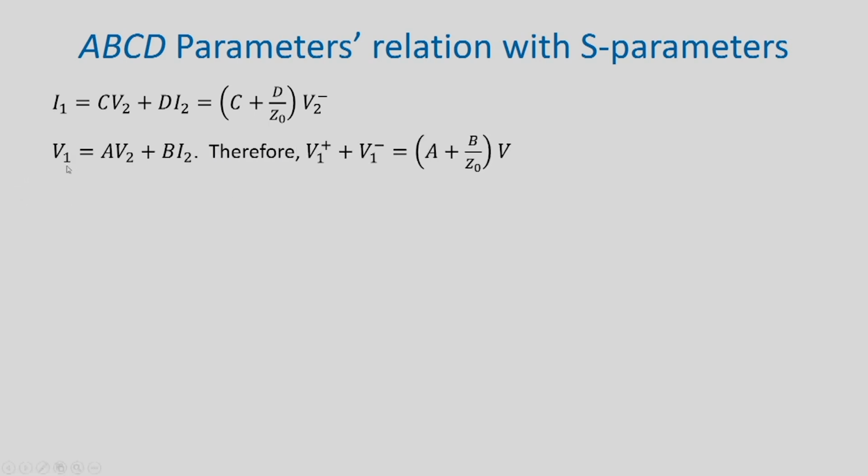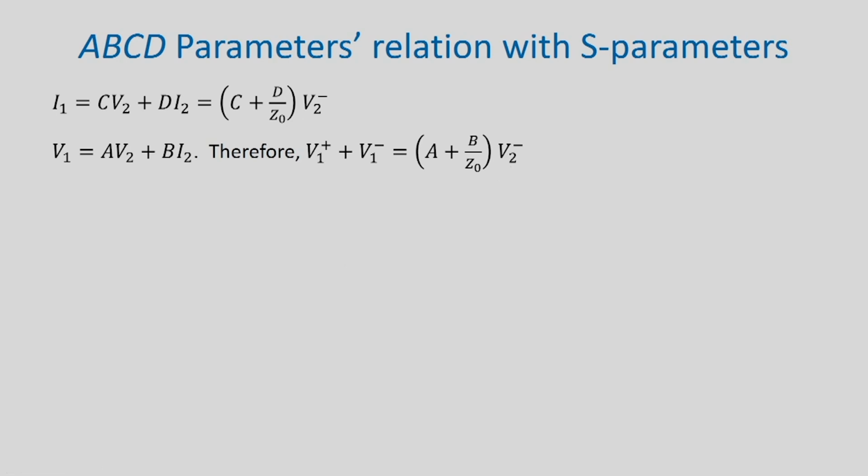And we have V1 to be equal to A V2 plus B I2, and therefore we can write V1 plus V1 minus. In the same manner, we substitute V2 is equal to V2 minus, I2 equal to V2 minus by Z naught, and we get (A plus B by Z naught) V2 minus.